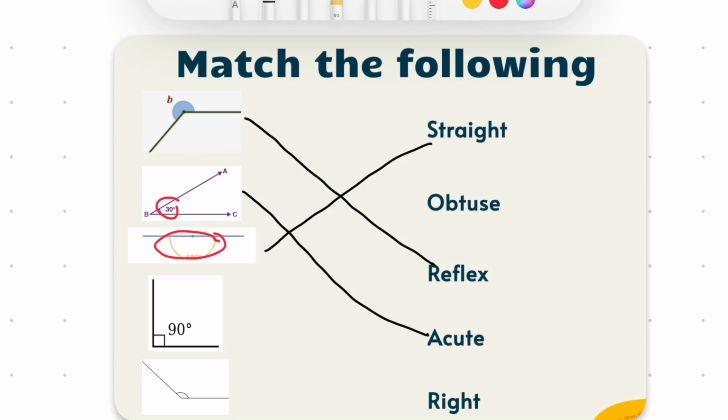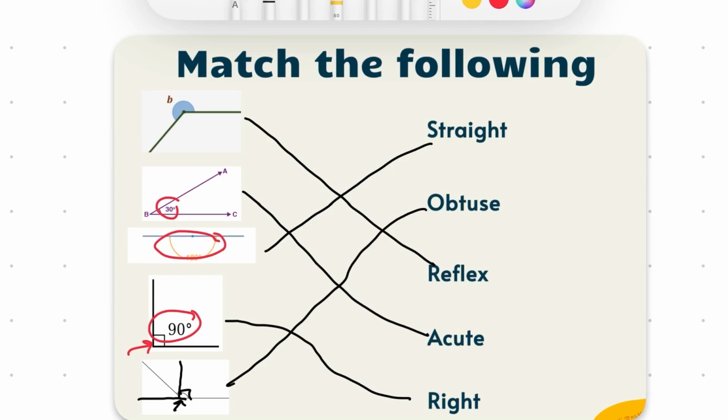For the next diagram, we have a 90-degree angle measure. And in addition to that, I also see that we have this small symbol. Right away, I know that's a right angle. And for our final diagram, notice how this angle appears to be less than a straight angle, but greater than a right angle. So therefore, it is an obtuse angle.